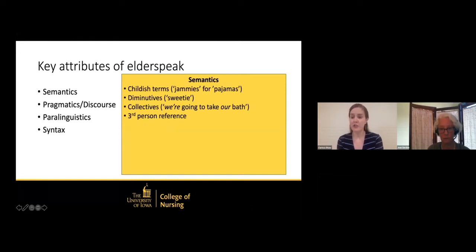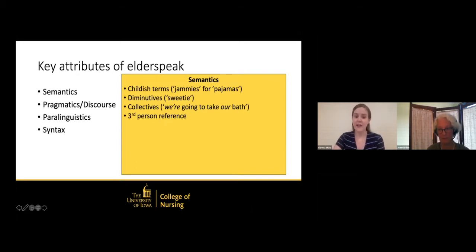Some of it is using childish terms, for example, jammies instead of pajamas. Diminutives are often thought of in the form of inappropriate terms of endearment, so saying sweetie, dearie, honey, those kinds of words. Collectives are very common. For example, saying we're going to take our bath instead of, as a nurse, saying, hi, I'm here with you with your bath now, because you're hopefully not taking a bath. And then third person reference. That one's a little less common, but for example, if your patient's name is Fred, you would be saying, is Fred ready for his medicine now?